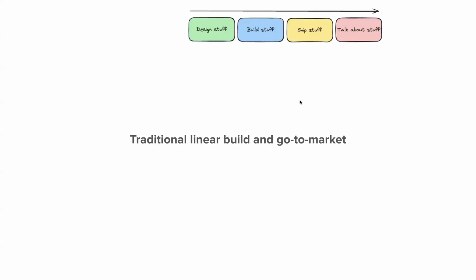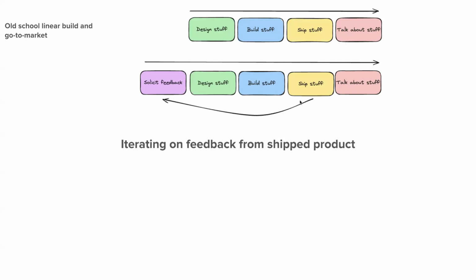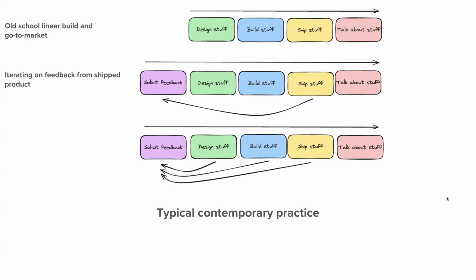So in traditional linear build and go-to-market, we don't do this anymore, by the way, as an industry, which is really good. We used to just design stuff, then we'd build it, then we'd ship it, and then we would market it. So we'd talk about it to our customers. We've gotten a bit better than that. This was the first version of getting better at that. So what we started doing is after we'd shipped it, we'd actually solicit some feedback. So we would ask the customers how they felt about what we'd just sent to them. Now we've gotten even better than that, right?